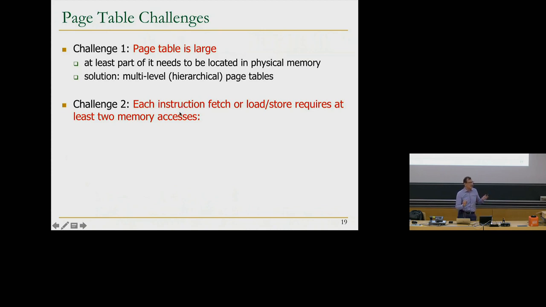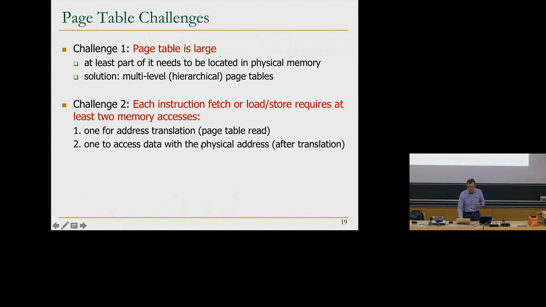Whenever you're fetching an instruction, you have a program counter, it's a virtual address. You need to go to the page table to find the page table entry, which means that you need to access memory to do the translation first. And then after you do the translation, you have the physical address, you need to go to memory again to get the instruction. That's 2 accesses. That's true for load store also. You need to do one access for address translation, a page table read, and one access to access the data or the instruction with the physical address that you get after the translation. Because you added this indirection, you need to do a memory access for the translation.